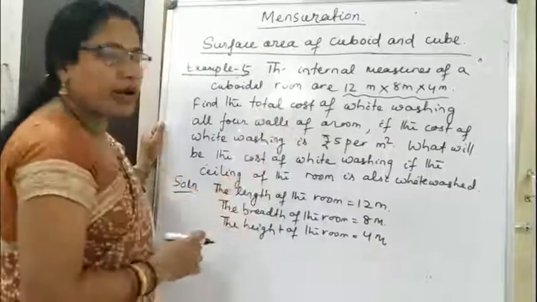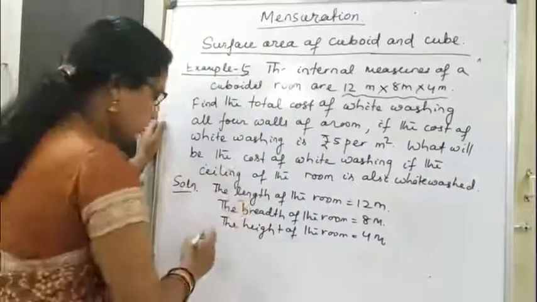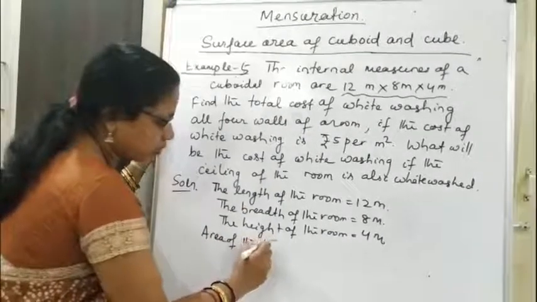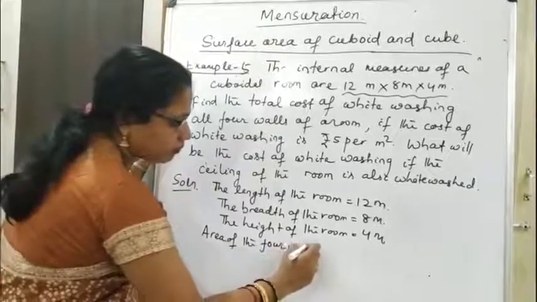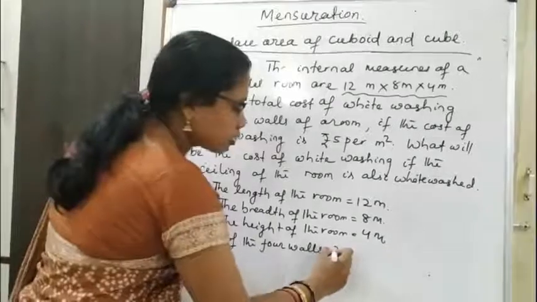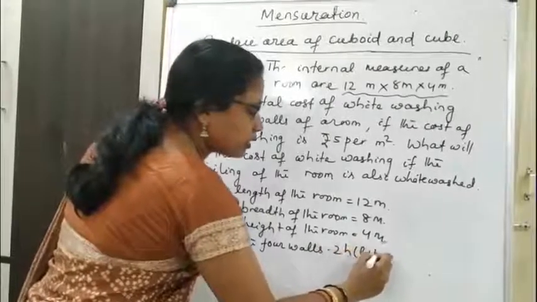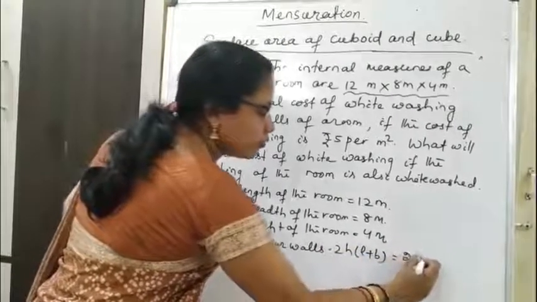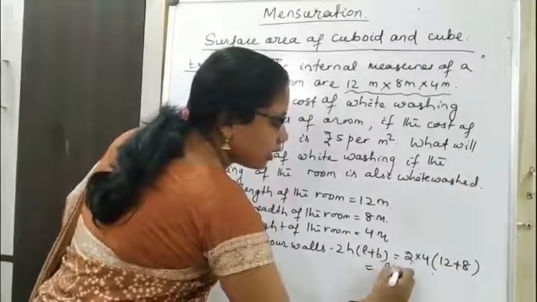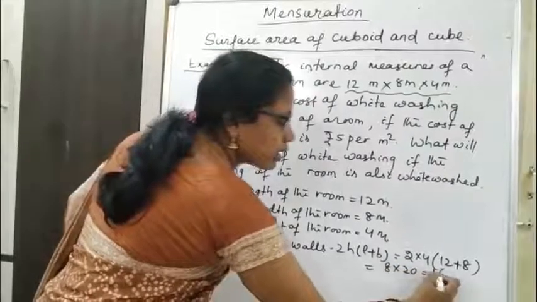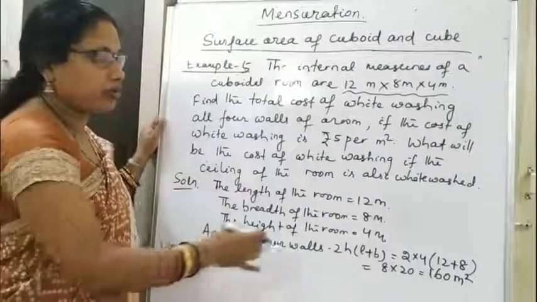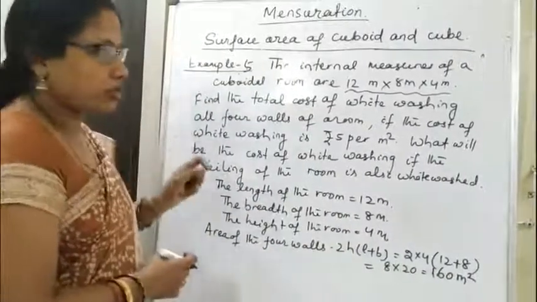So first we have to find the area of the 4 walls. That is the lateral surface area of a cuboid. So that is 2h into L plus B. So that is 2 into 4 into 12 plus 8. So this is equal to 8 into 20, that is 160 meter square. So the area of the 4 walls is 160 meter square.